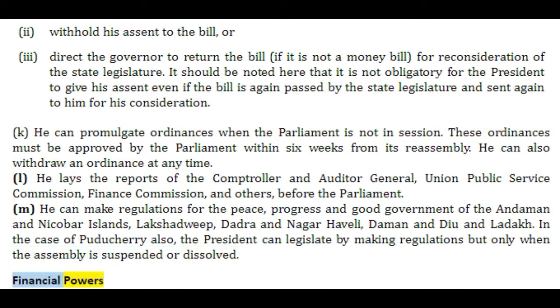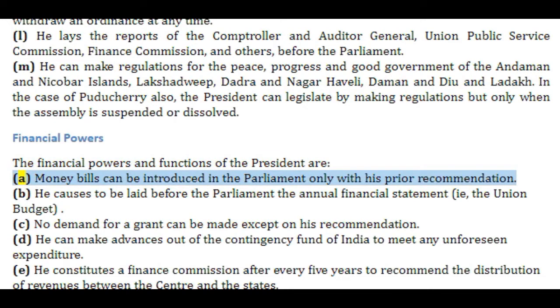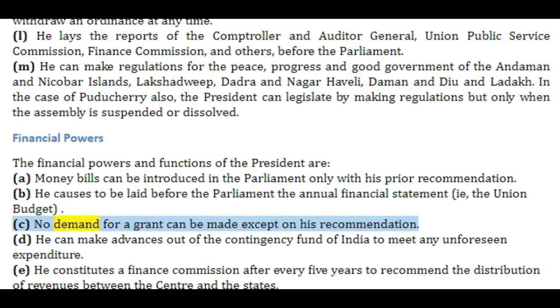Financial powers. The financial powers and functions of the President are: A. Money bills can be introduced in the Parliament only with his prior recommendation. B. He causes to be laid before the Parliament the annual financial statement, i.e., the Union budget. C. No demand for a grant can be made except on his recommendation.